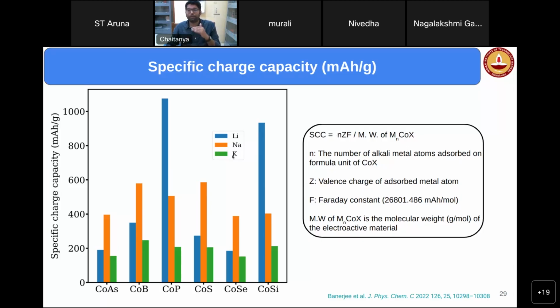If the number of atoms or number of layers adsorbed on a system are the same, then the difference comes from the molecular weight. If you remember again, for cobalt arsenide, I told you that lithium will be absorbing only 1, and also for potassium, all of them are only 1. When the system has a high molecular weight, lithium obviously is lower in molecular weight than potassium. So you can see that lithium has a high specific capacity when compared to potassium.